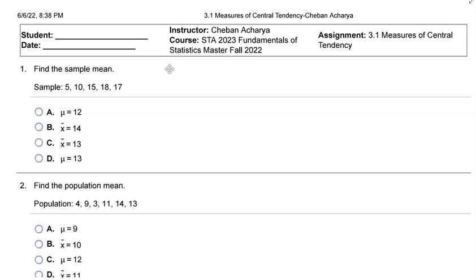In this video, I'll do the homework from section 3.1. The topic is measures of central tendency. These problems are from MyLab Math, and I put them in PDF format. I hope this video helps you to do the homework in MyLab Math. First question is find the sample mean.